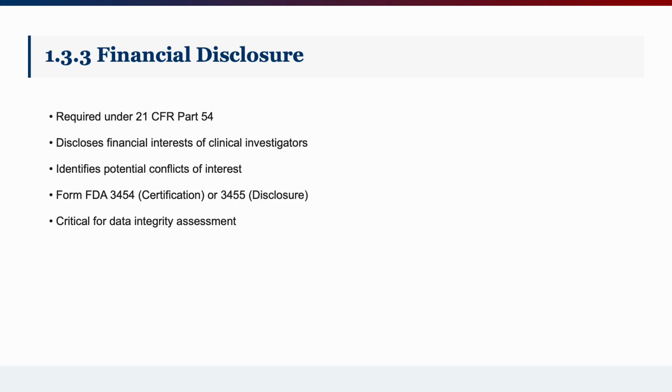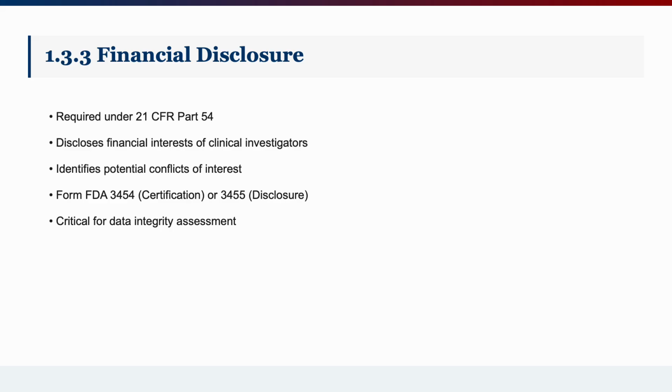study. There are 2 forms used for financial disclosure. Form FDA 3454 is a certification that can be used when investigators have no disclosable financial interests. Form FDA 3455 is used when there are financial arrangements that must be disclosed. Most sponsors will end up using a combination of both forms across their investigator pool.